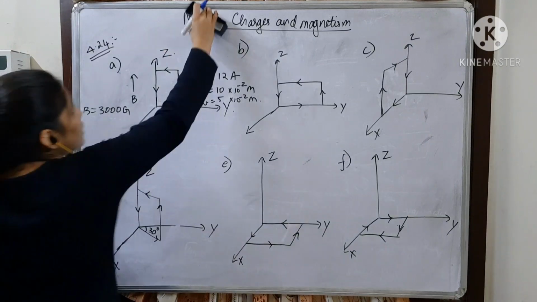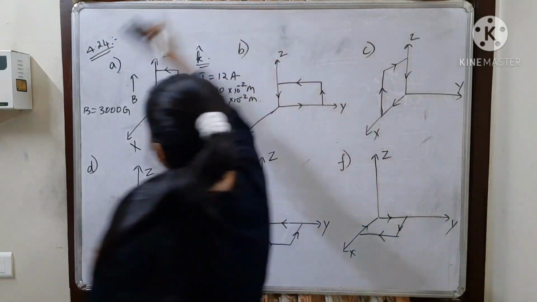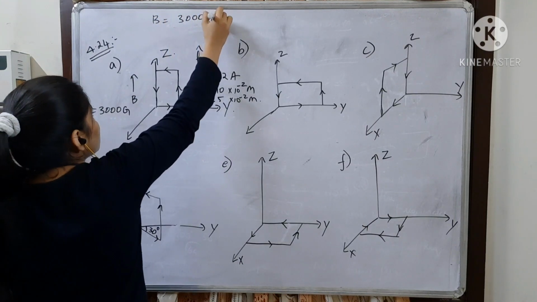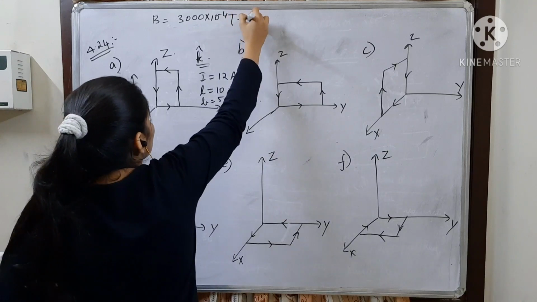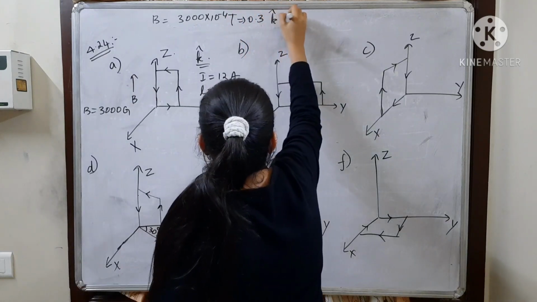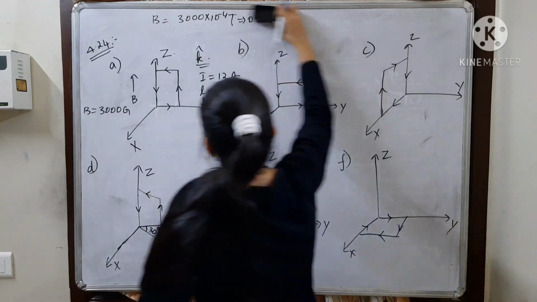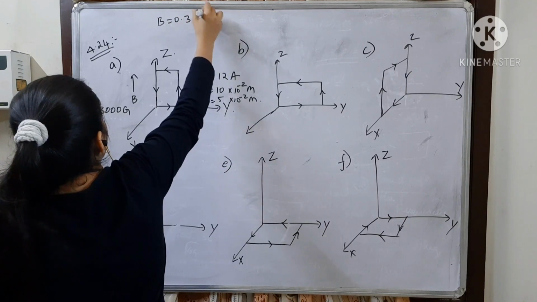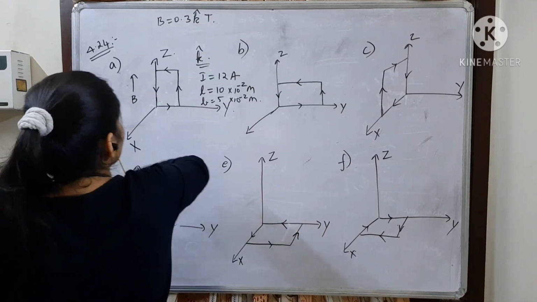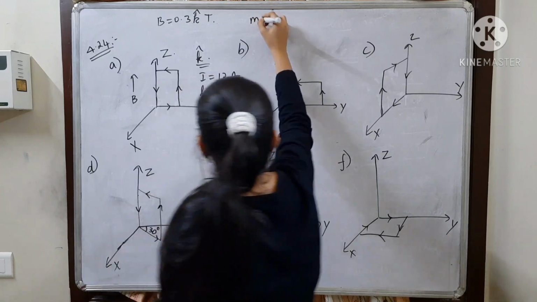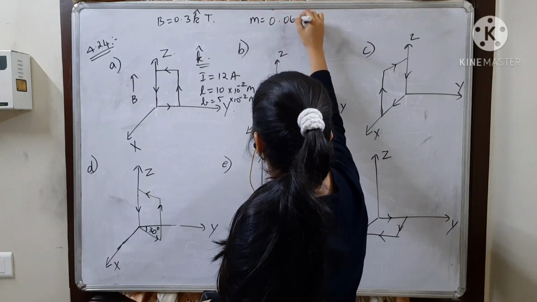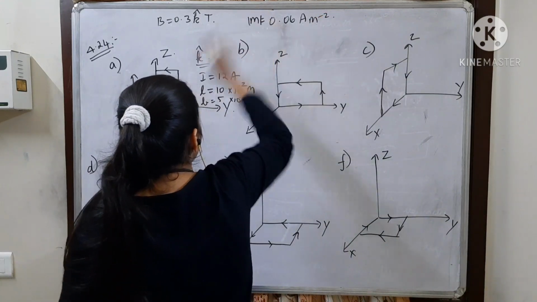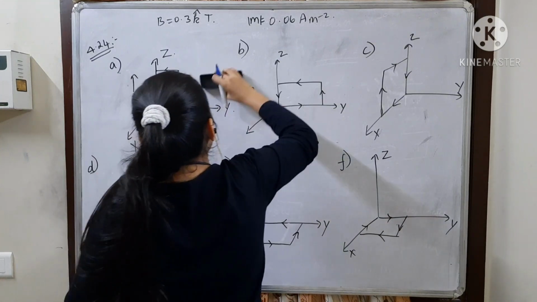I'll write it here without disturbing this diagram. The magnetic field B is given as 3000 Gauss, so that means 3000 into 10 power minus 4 Tesla, that is equal to 0.3 K cap Tesla. So B is equal to 0.3 K cap Tesla. Then the magnetic moment M is equal to 0.06 ampere meter square. This is a vector quantity, but I'll write only the magnitude. You will know why.